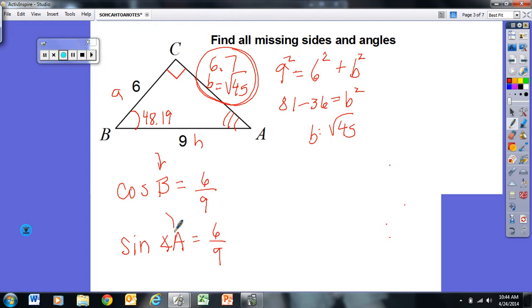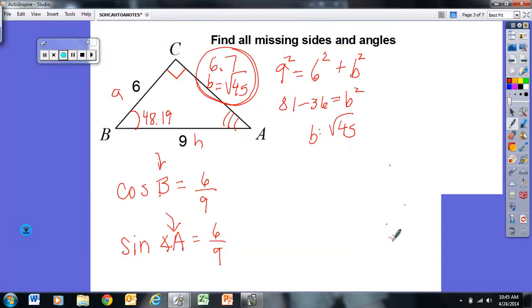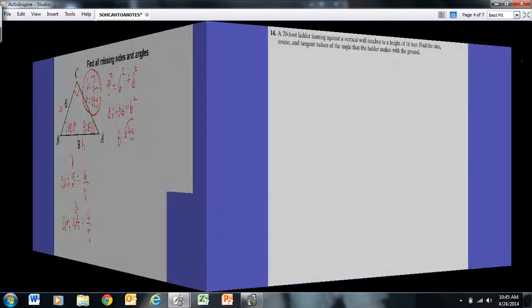So again, since the variable is here, I have to use second. So I'm going to do second sine 6 over 9. Enter. 41.81. If you notice, if you add those two together, you get 90, plus 90 is 180. So when it says find all missing sides and angles, that's how you go about it. Let's do a couple more problems.